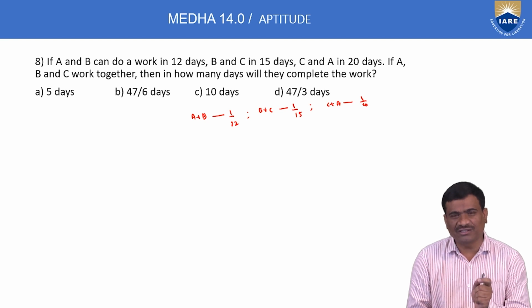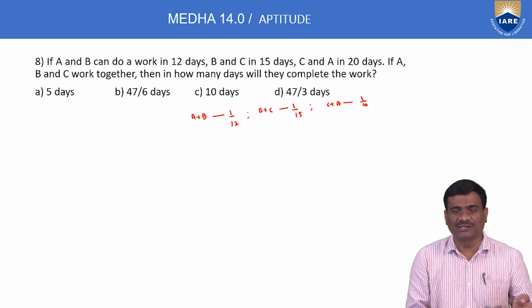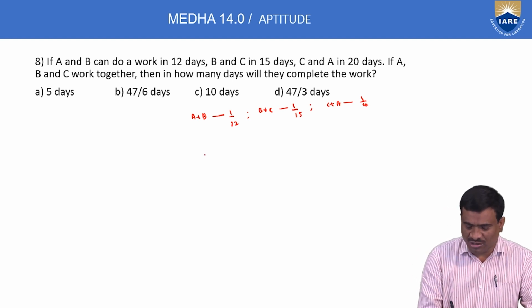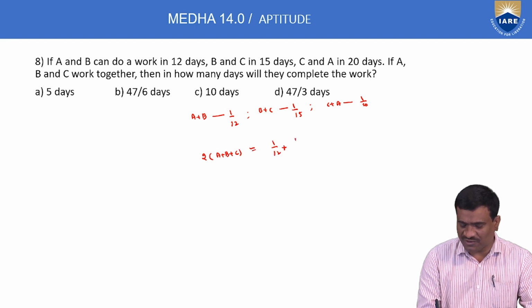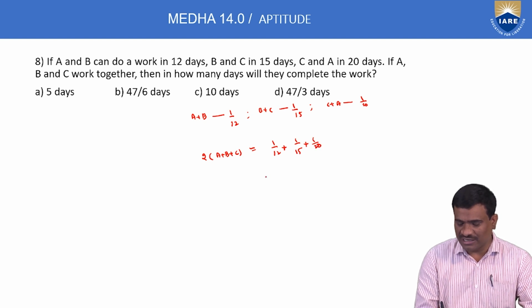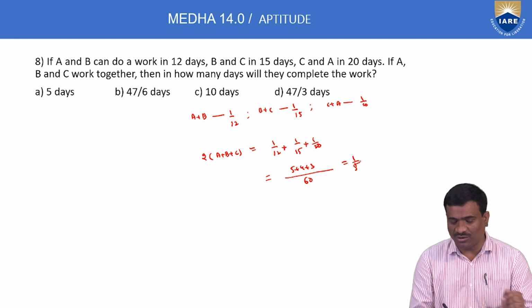Method: equation 1 plus 2 plus 3. LHS part 2A, 2B, 2C. Then 2 common. Then A plus B plus C is equal to 1 by 12 plus 1 by 15 plus 1 by 20. LCM 60. The numerator 5 plus 4 plus 3 is equal to 12 by 60 is equal to 1 by 5.